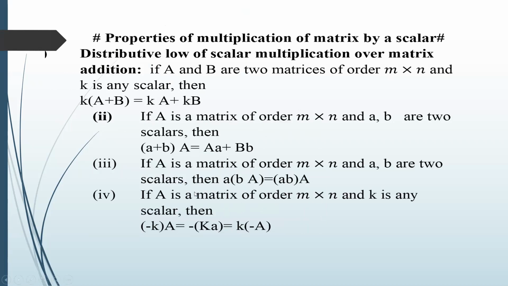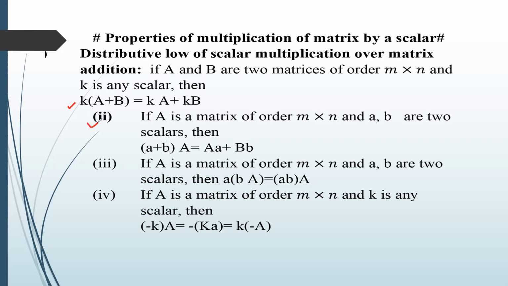Now we go for properties of multiplication of a matrix by a scalar. The first one is the distributive law of scalar multiplication over matrix addition. If we have two matrices A and B of the same order and k is any scalar, then when we multiply k by A plus B, it distributes over both. So this will come k A plus k B.